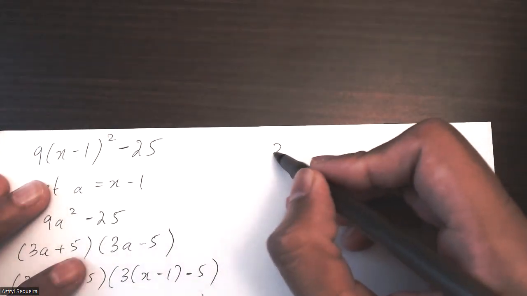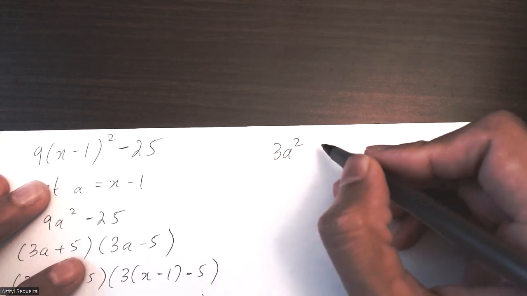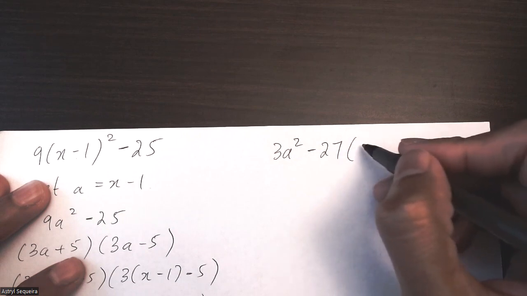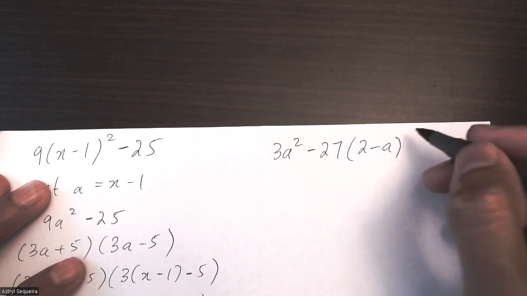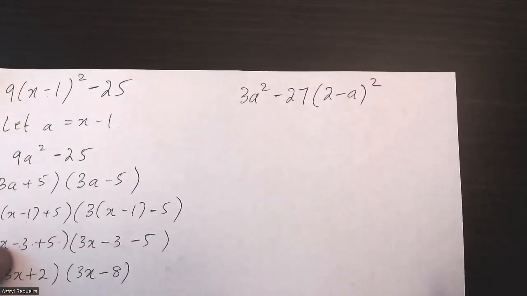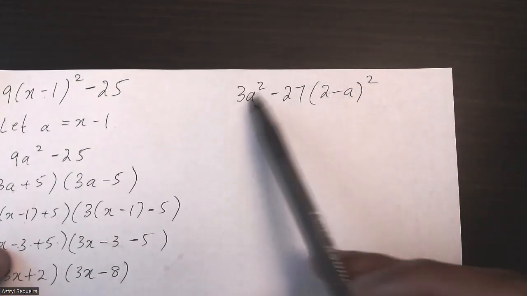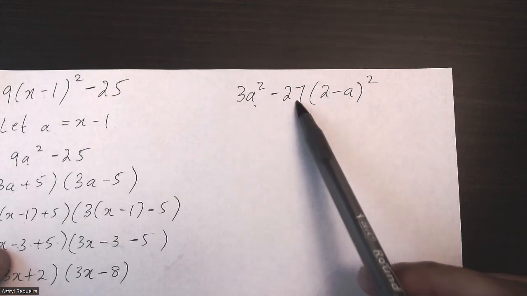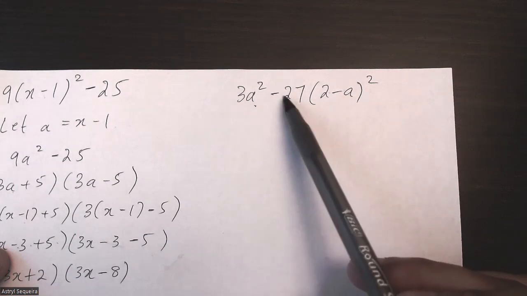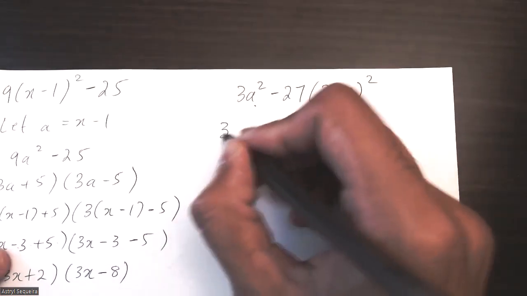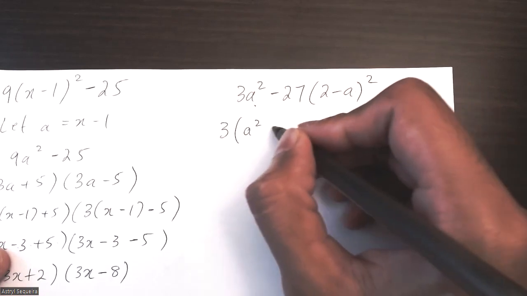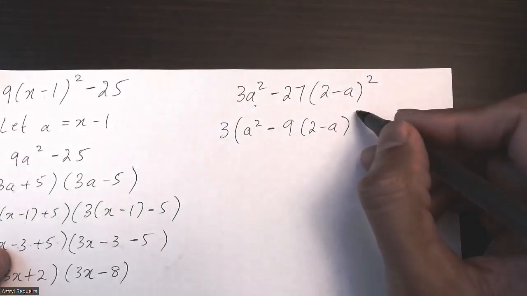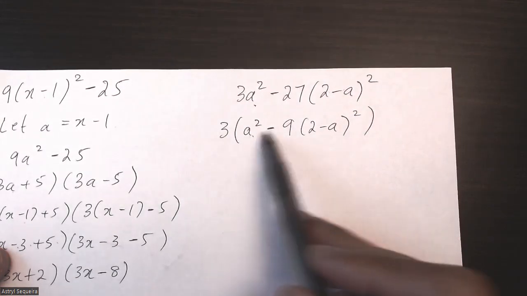Next question is 3a squared minus 27 times 2 minus a squared. So again, this one is just a difference of squares. You can square root the first term and the last term, but actually you cannot square root 3 and 27, but you can common factor out a 3 over here. I'm going to start by common factoring out a 3. a squared minus 9 times 2 minus a squared. And now you can square root these two terms.